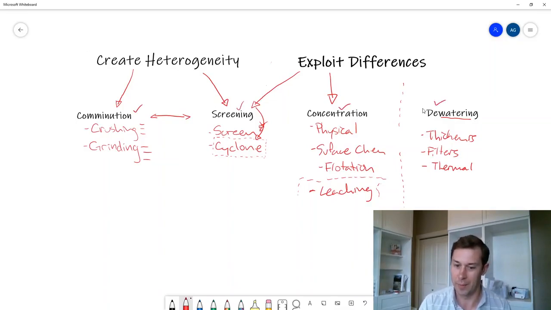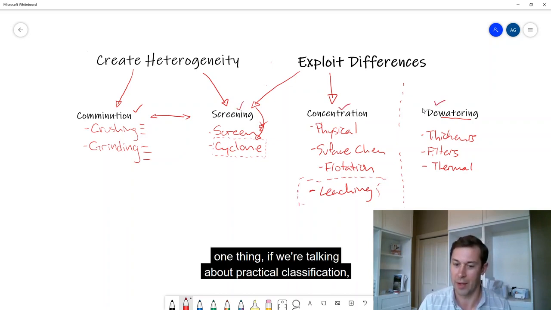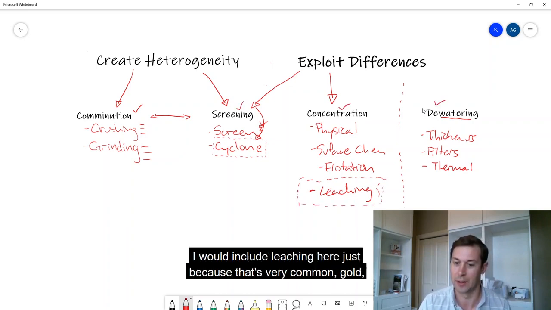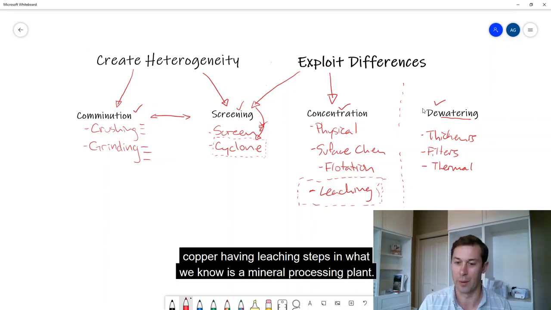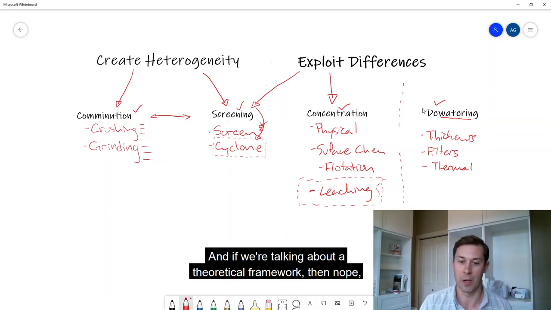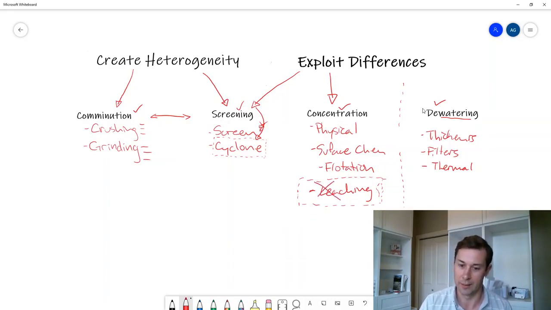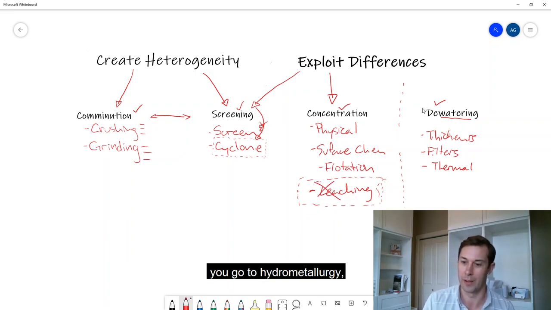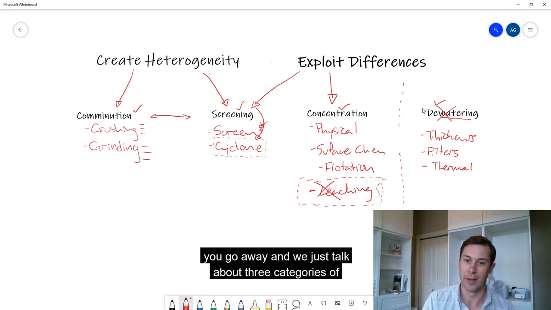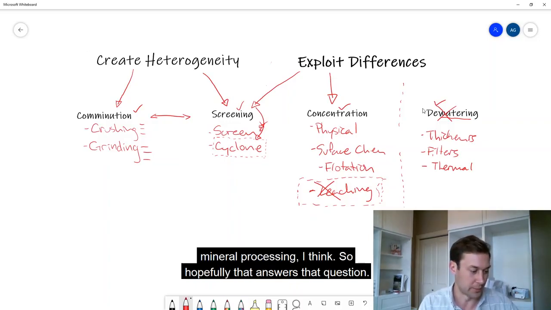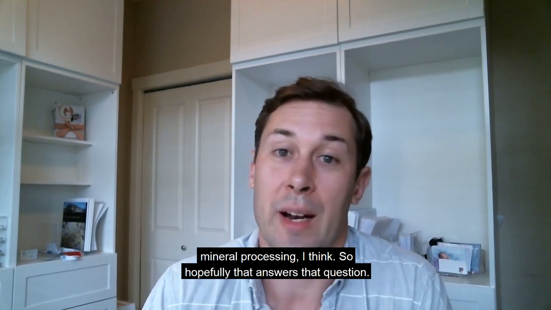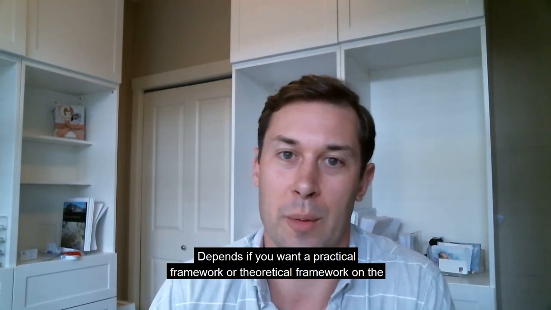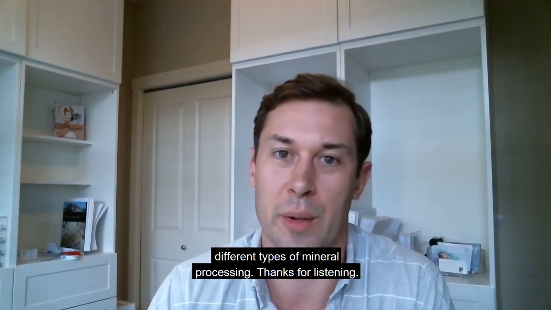But one thing, if we're talking about practical classification, I would include leaching here just because that's very common. Gold, copper, having leaching steps in what we would know as a mineral processing plant. And if we're talking about a theoretical framework, then nope, you go to hydrometallurgy, you go away, and we just talk about 3 categories of mineral processing, I think. So hopefully that answers that question. Maybe there's 4, maybe there's 3. Depends if you want a practical framework or a theoretical framework on the different types of mineral processing.